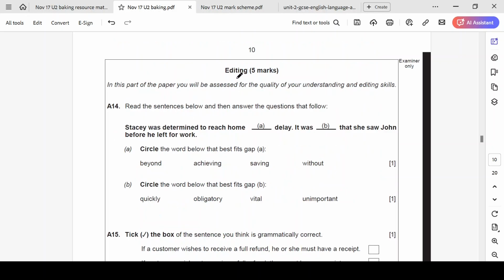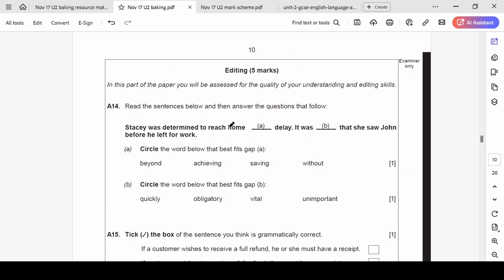You get a series of questions that are quick, sort of 1 mark questions, 1 or 2 mark questions in the editing section. So read the sentences below and then answer the questions that follow. Stacey was determined to reach home something delay. It was something that she saw John before he left for work. Circle the word below that best fits gap A.